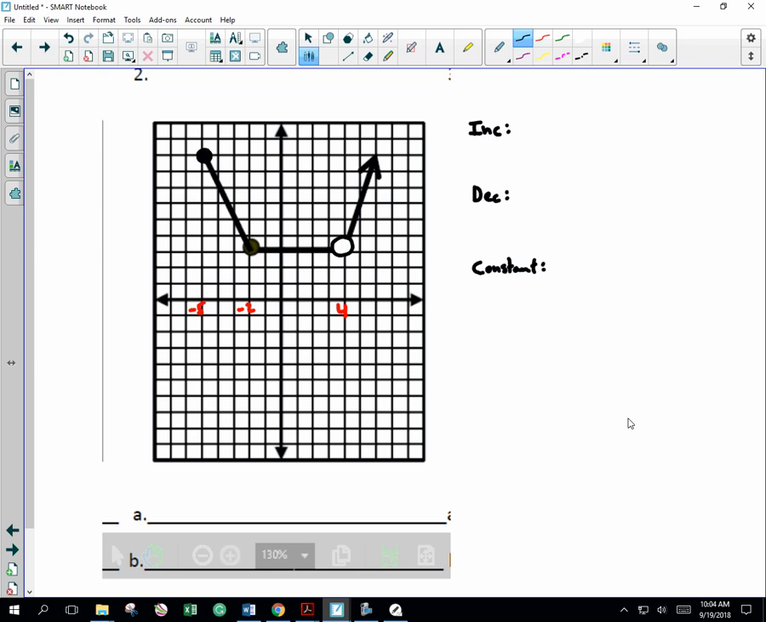Okay, so it's increasing in this zone. So that was 4 to infinity because it has an arrow. Remember, it's always going to have parentheses, so it doesn't matter if there was an open or closed dot. It's decreasing right here. -5 to -2.